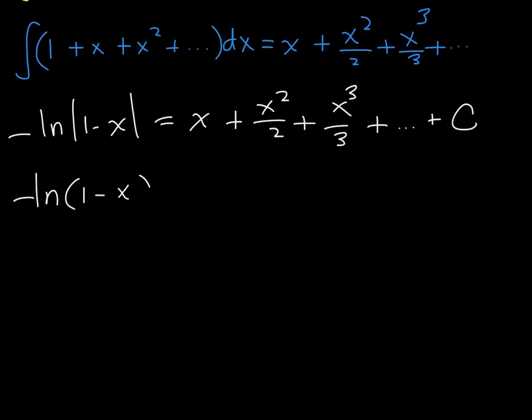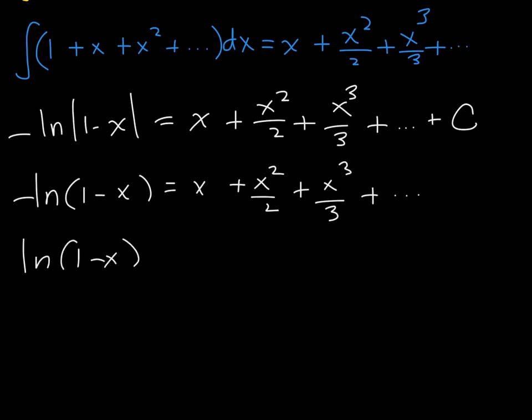So this is equal to all of this. If I multiply or divide both sides by -1, this is what I get, folks. The natural log of 1 minus x is equal to -x minus x squared over 2 minus x cubed over 3 minus etc. Let's see if you and I can write this right-hand side in summation notation.